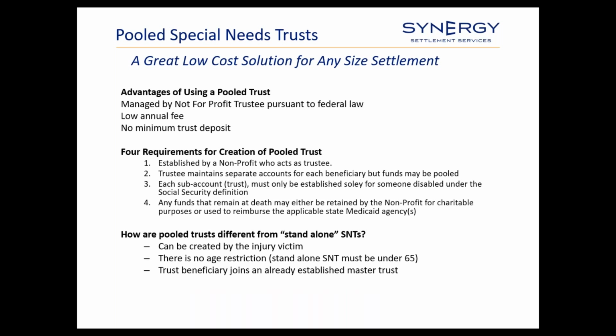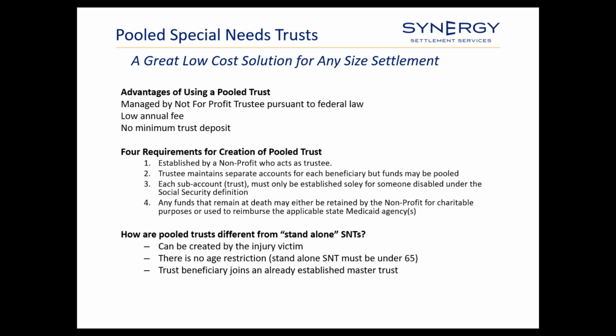Pooled special needs trusts versus a standalone special needs trust are a great solution for any size settlement. What those do versus a standalone is it allows the trustee to create a nonprofit entity that manages the actual assets and acts as a trustee. Typically it has a low annual fee and no minimum trust deposit. So those deposits into that trust range from $10,000 to $10 million, and the trust can act in a variety of ways that meet that underlying beneficiary's needs.